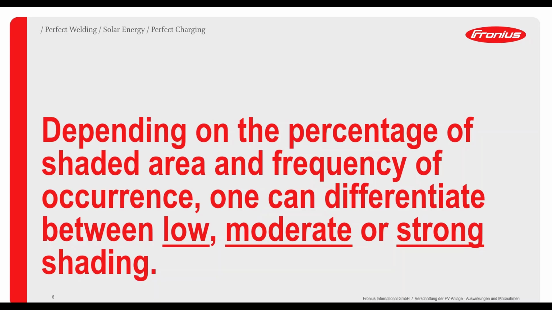So actually there comes the first topic where we need to differentiate. Depending on the percentage of the shaded area and the frequency of occurrence of such shading, we can differentiate between a low, moderate, and a strong shading. So keep that in mind. That's our basis throughout the webinar, amongst some references and examples.